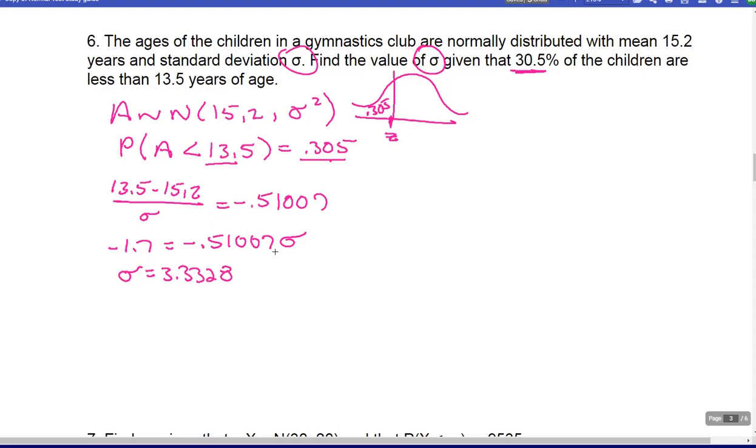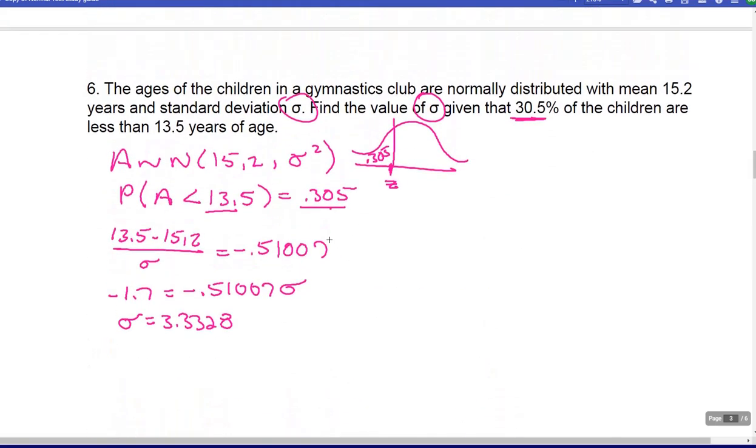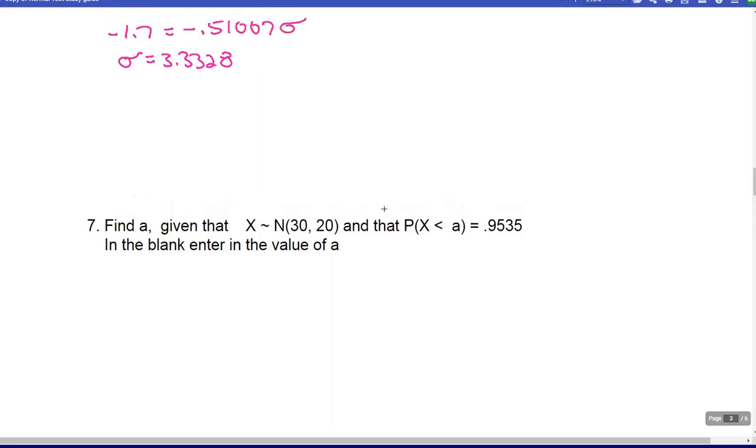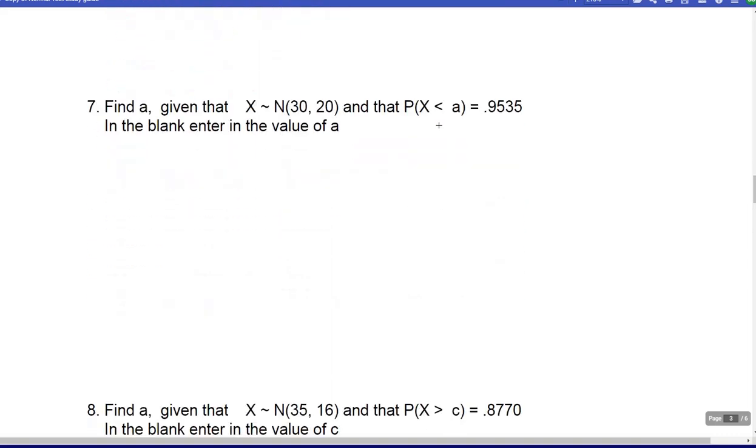How we feeling about that? Yeah, I felt good. That wasn't too bad. So what about number 7? Doesn't seem too bad either. It's kind of the same problem, isn't it? Do you see how this has got words, but this has just got numbers? But really, it's kind of the same thing, only what's different about it? I know the mean, and I know the variance. What don't I know? The x value.